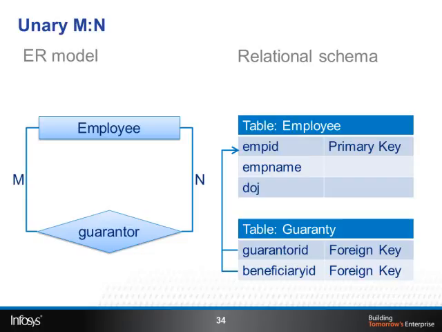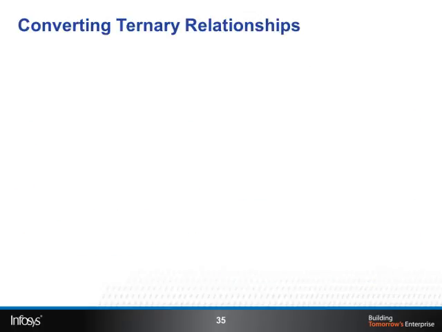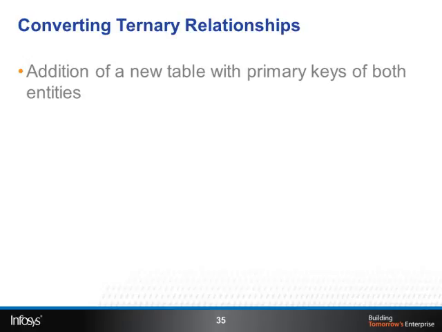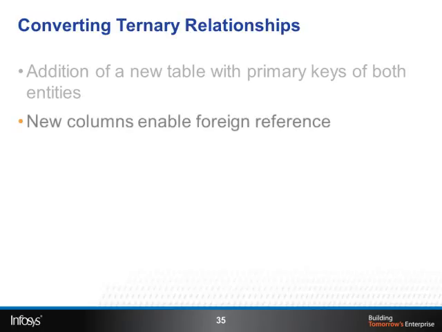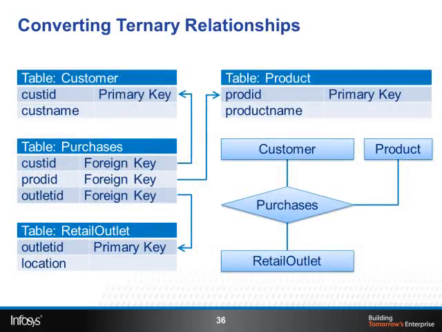Let's now look at the process for converting ternary relationships. When converting ternary relationship of any cardinality, a table with at least 3 columns is added to the relational model. Each of these columns enable foreign reference with the tables corresponding to the entities that are involved in the relationship. Consider the scenario: customers purchase products from retail outlets. The relationship purchases relates entities customer, product, and outlet.